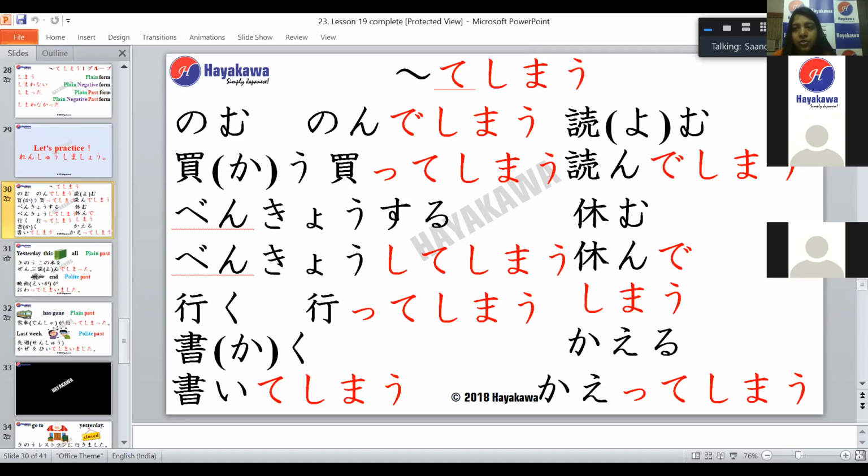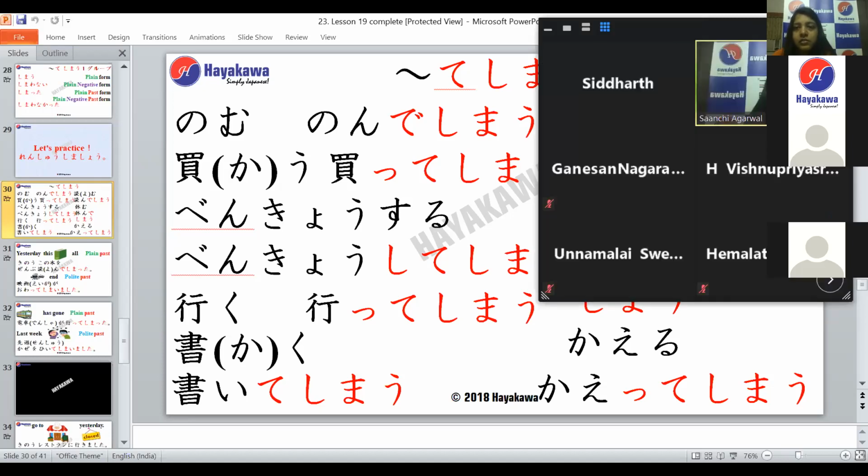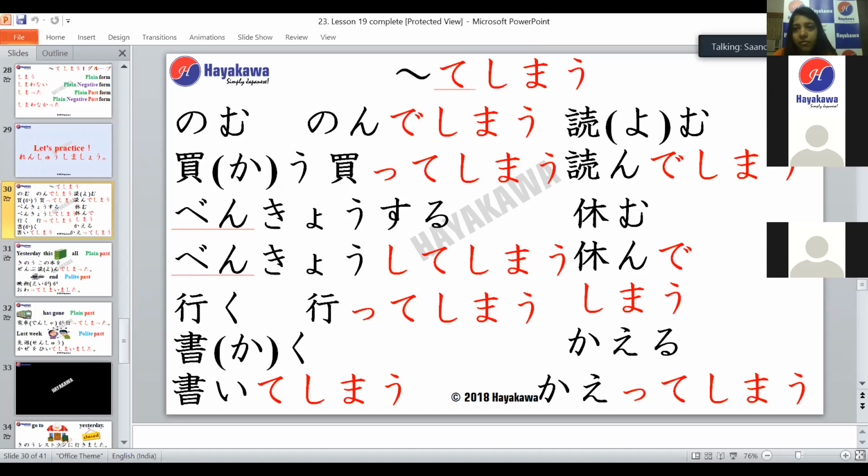Vishnupriya-san, would you like to try doing this one? Itte shimau. Very good, Vishnupriya-san. So it is itte shimau, right? Itte shimau. Okay, the next verb we have is kaku, which means to write. Very good, Hemalata-san. Kaku means to write. So Hemalata-san, would you like to try doing this one?